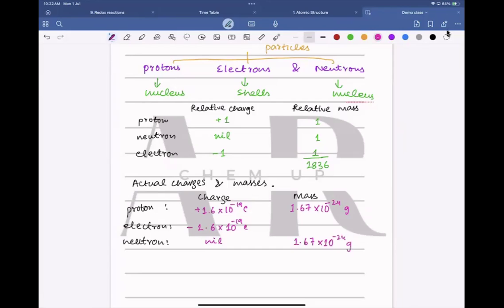So see, it's very small in gram, exponent minus 24, but both have exactly same mass. So when we simplify it, we will get the ratio of 1:1. That's why we said the relative mass of proton and neutron is 1 and 1. Is this understandable? Yes, sir. Okay. And over here, it is 9.10 exponent minus 28 gram. Okay.